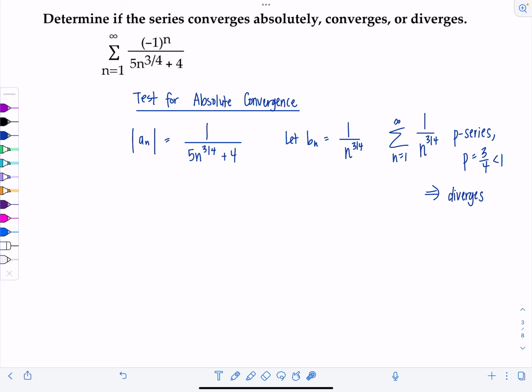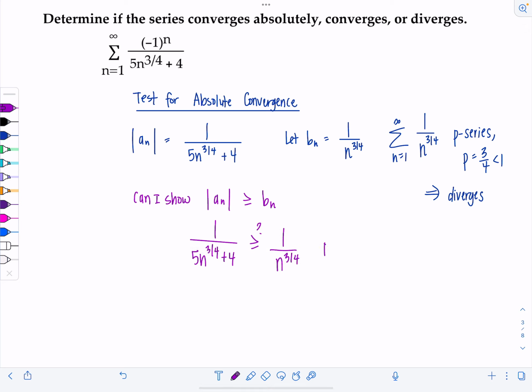Let's see, how can I show it? What tests are appropriate? Well, some sort of comparison test. Can I do direct comparison? So can I show that the absolute value of a_n is greater than or equal to b_n? Can I show that 1 over 5n^(3/4) plus 4 is greater than or equal to 1 over n^(3/4)? No, I can't do it. In fact, it's smaller. It's a wee bit smaller because we have an extra constant here and here.